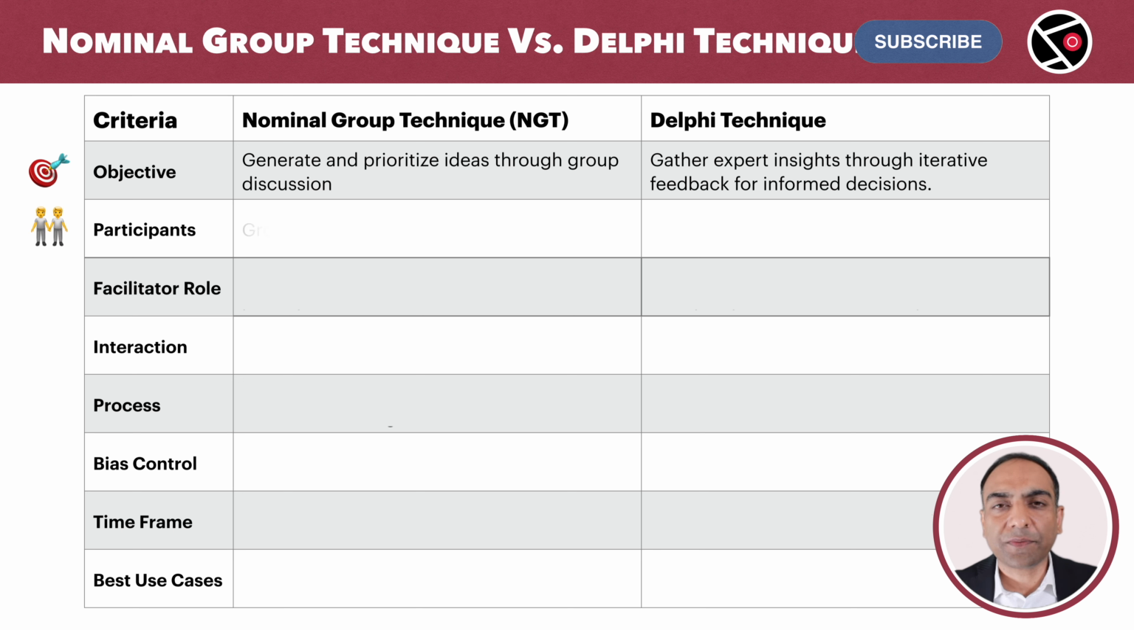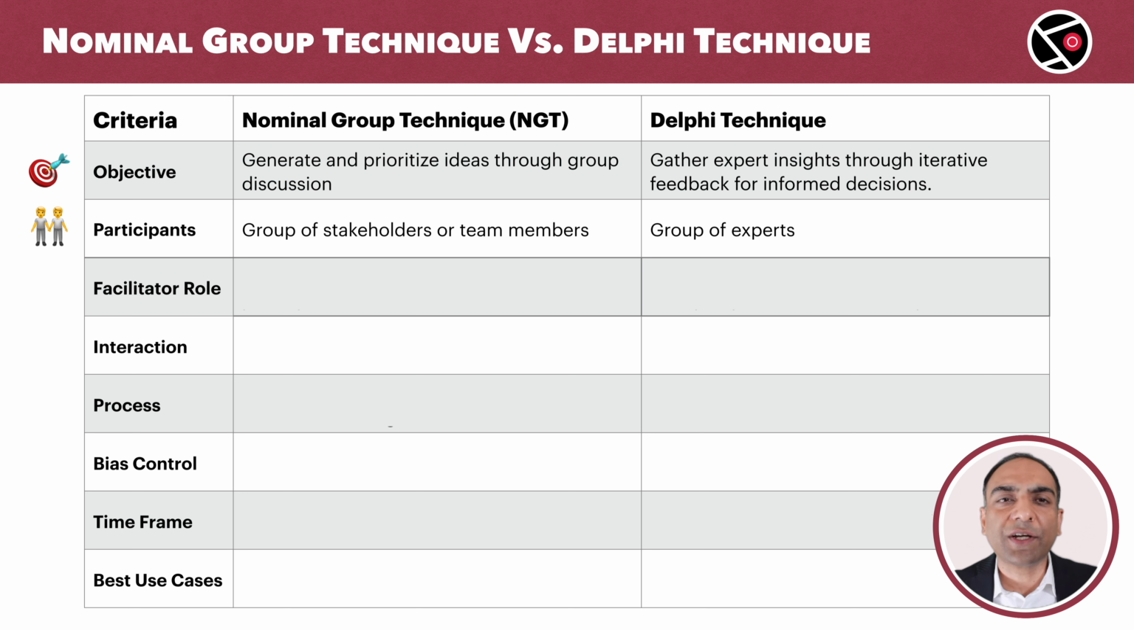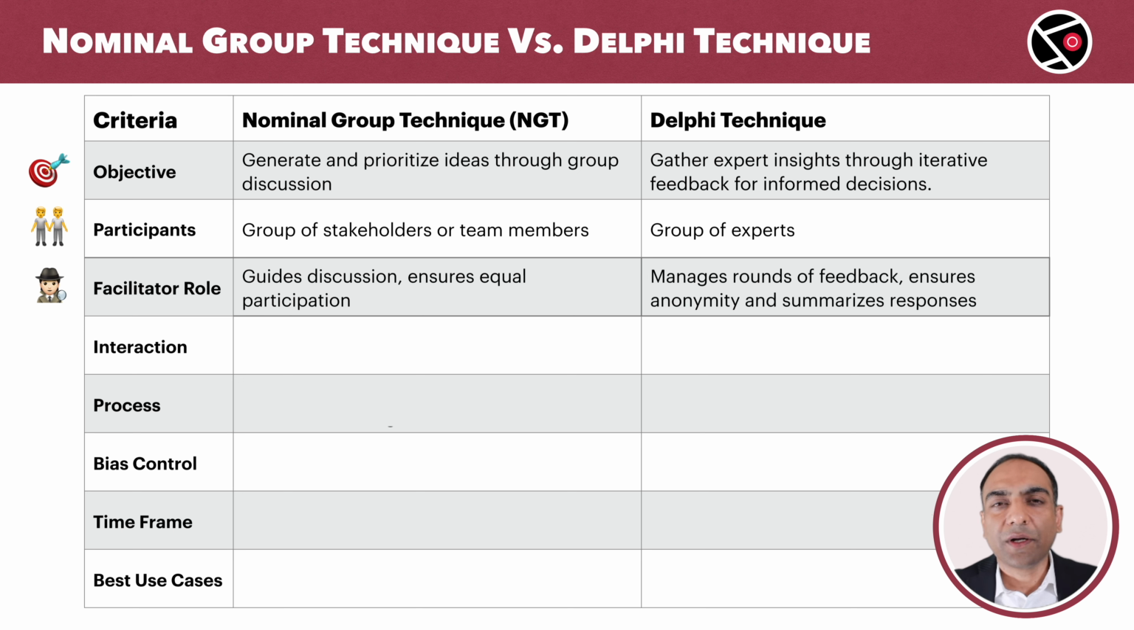Next, the participants. In NGT, we usually have a group of stakeholders or team members. For Delphi, it's a group of experts, typically those with a deep understanding of the subject. Remember, we also have a facilitator in both the techniques. The facilitator in NGT guides the discussion and ensures everyone participates equally. For Delphi, the facilitator manages the rounds of feedback, ensures anonymity, and summarizes the responses.